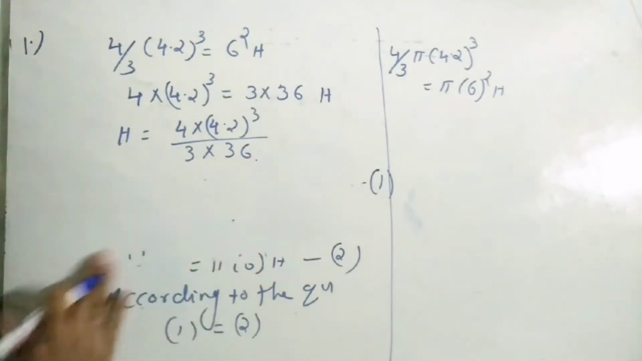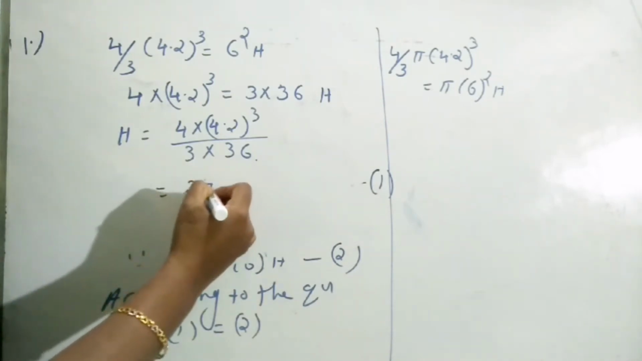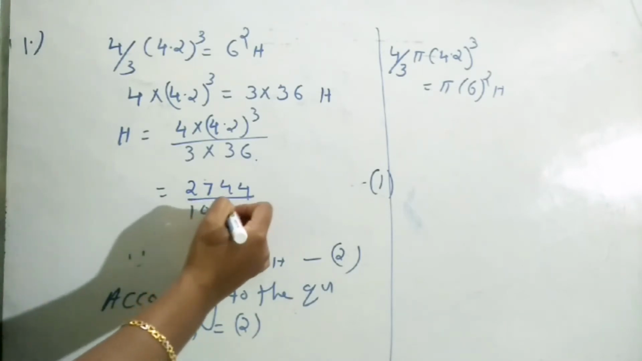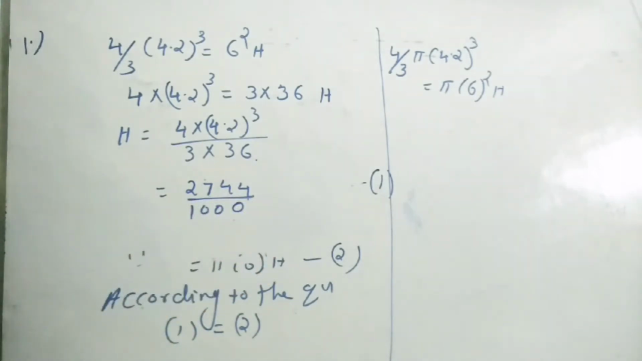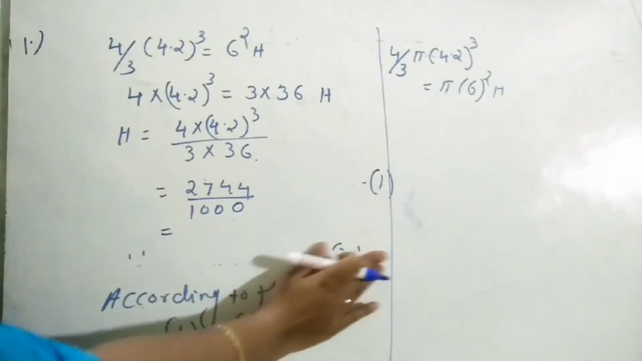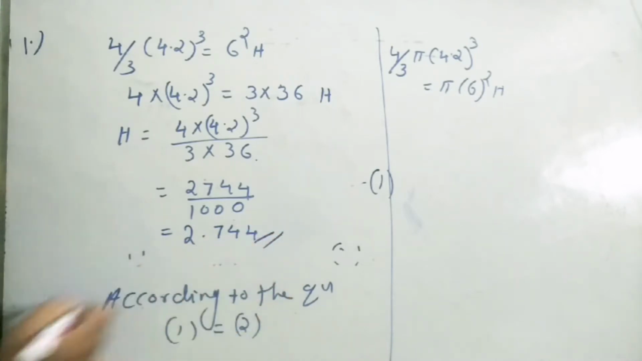After simplification, we will get the value of h, that is 2744 divided by 1000, that is equal to 2.744. So the height of the cylinder is 2.744 centimeter.